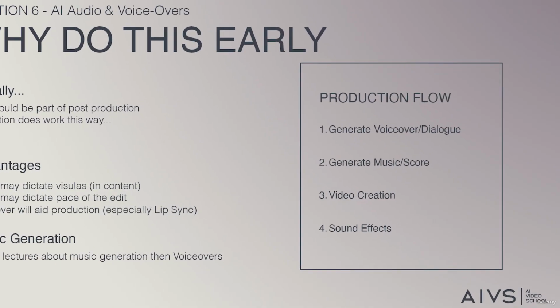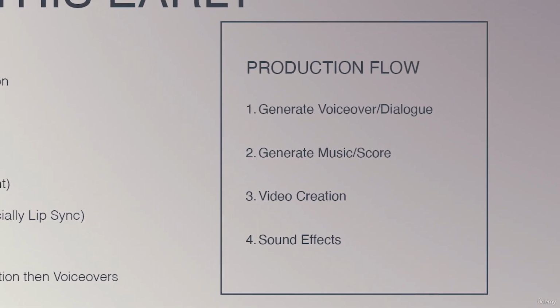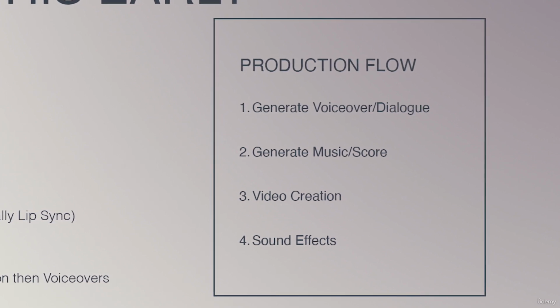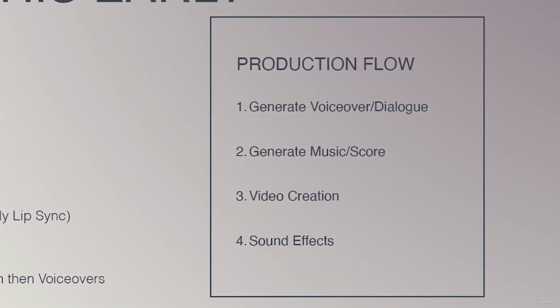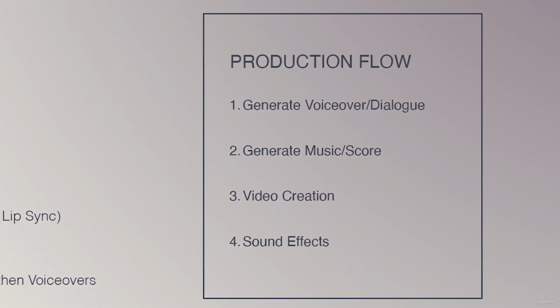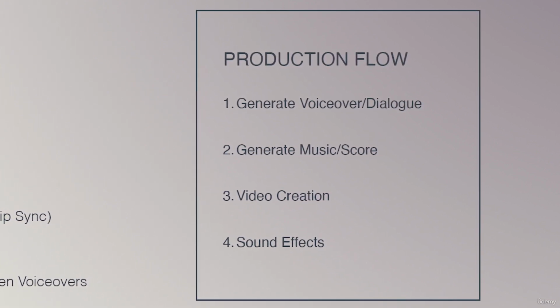So if I was to create a production flow for this AI video in general, it kind of goes: generate your voiceover dialogue first, have that, store that, have it saved. That's probably the most important part. That's telling an actual part of your story. Then let's generate the music and score, which might dictate the pace, feeling, emotion. Then we're going to go on and generate our video. That's using our images and then our video itself. And then we do sound effects after.